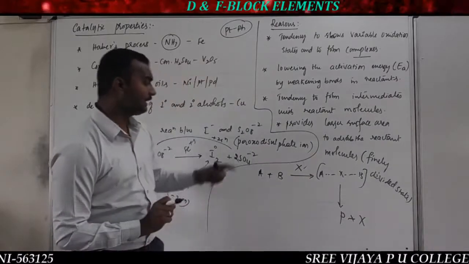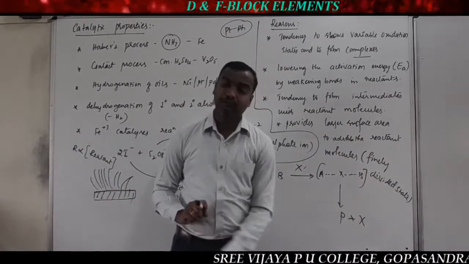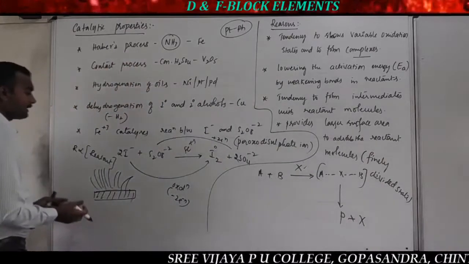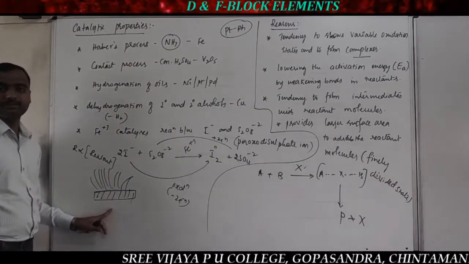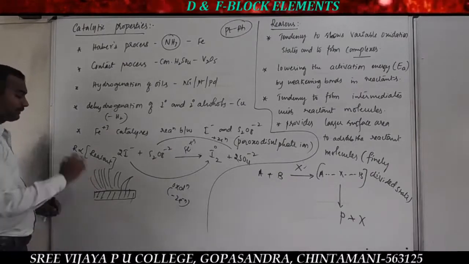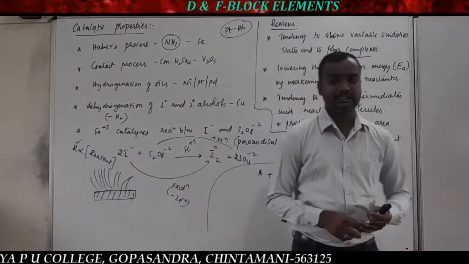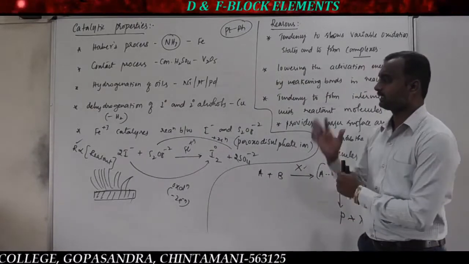And one more is that it provides a larger surface area to absorb the reactant molecules in its finely divided state, because as the surface of the catalyst in the finely divided state increases, more reactant molecules get absorbed, and the rate of reaction increases. So those are the reasons for the catalytic properties. Why the d-block elements show the catalytic properties.